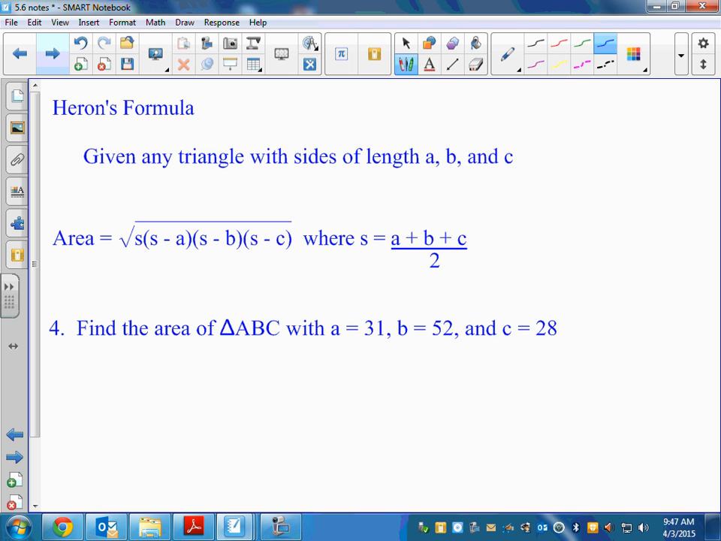So again, the nice thing is if you don't have the height, if it's not a right triangle, then you struggle finding the area. But with this formula, you have to find S. S is just the perimeter divided in half, the semi-perimeter, because it's half the perimeter. And if you find half the perimeter, all you do is you take the square root of half the perimeter times half of the perimeter minus each of the sides.